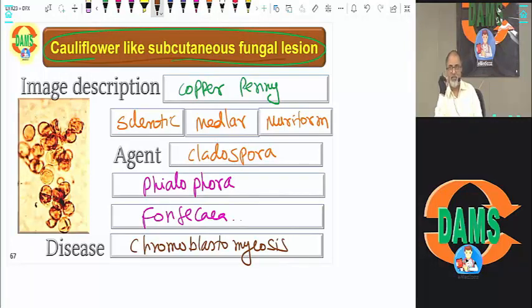Copper penny, asteroid bodies, Sporothrix. Copper penny bodies, chromoblastomycosis, produces typical cauliflower-like, wart-like lesions.